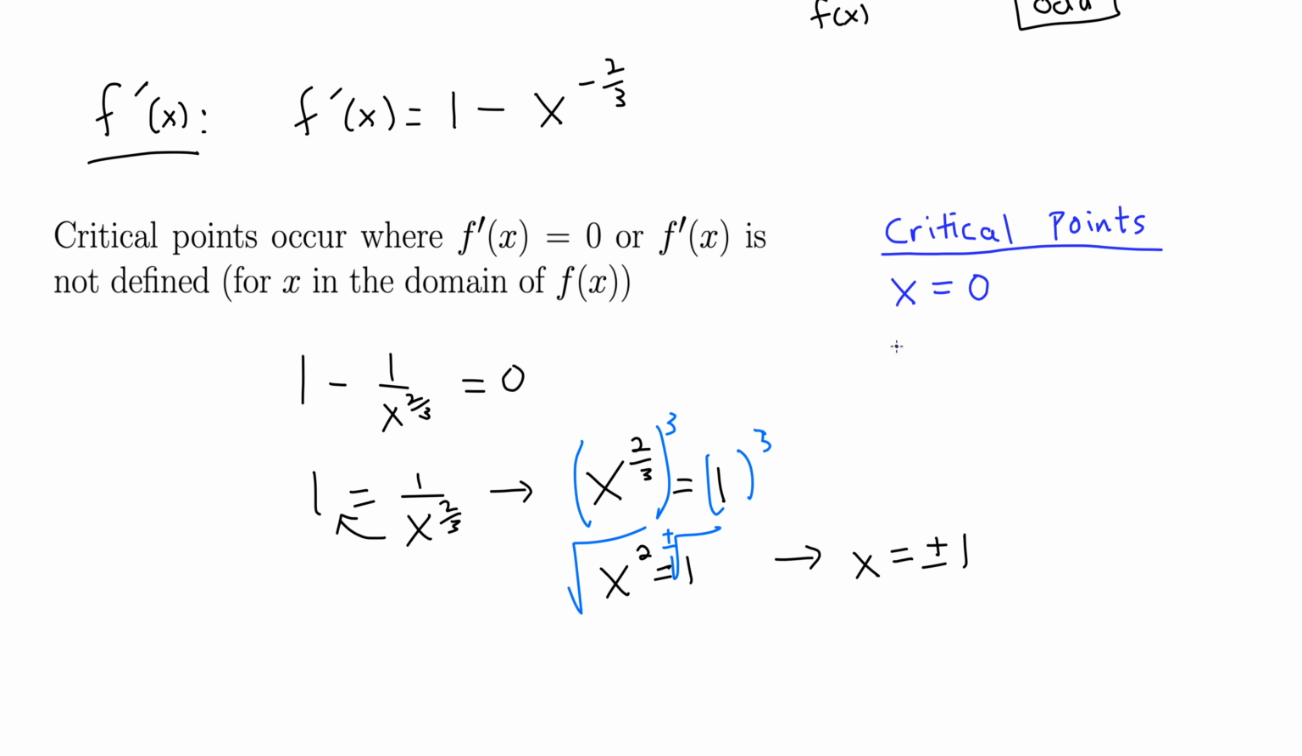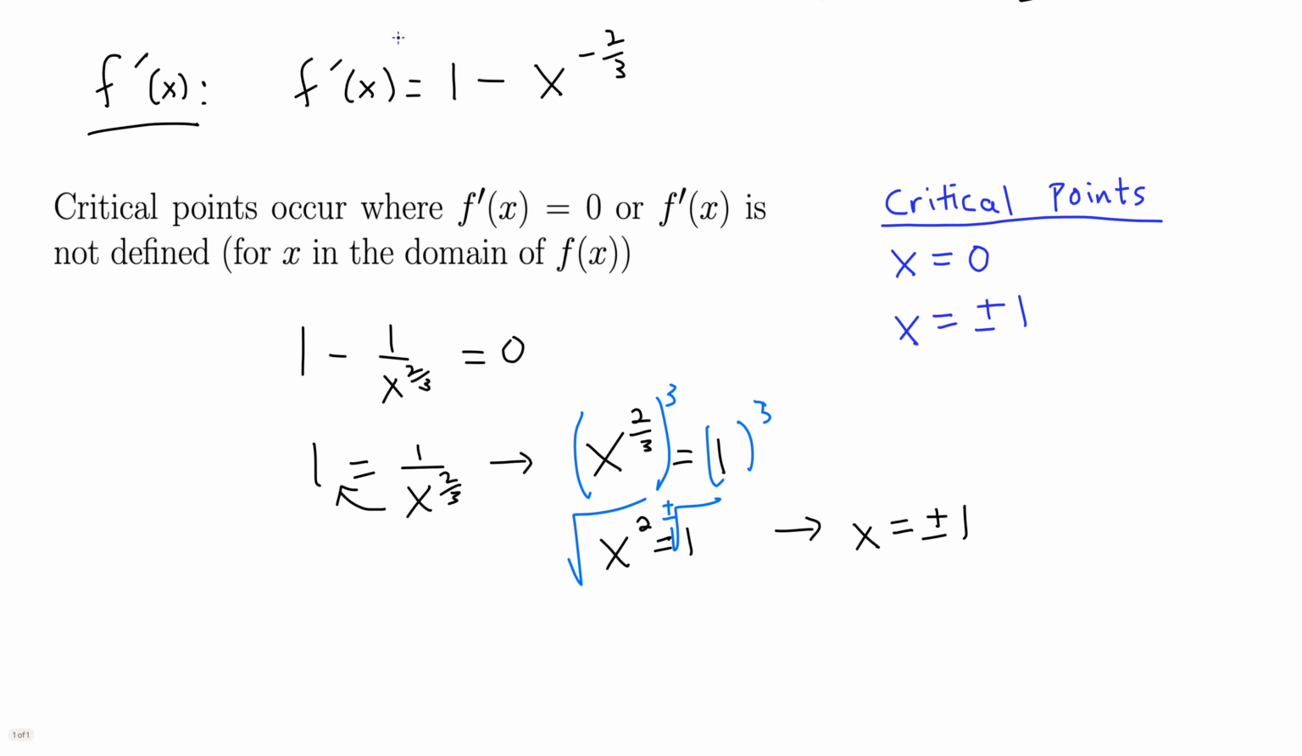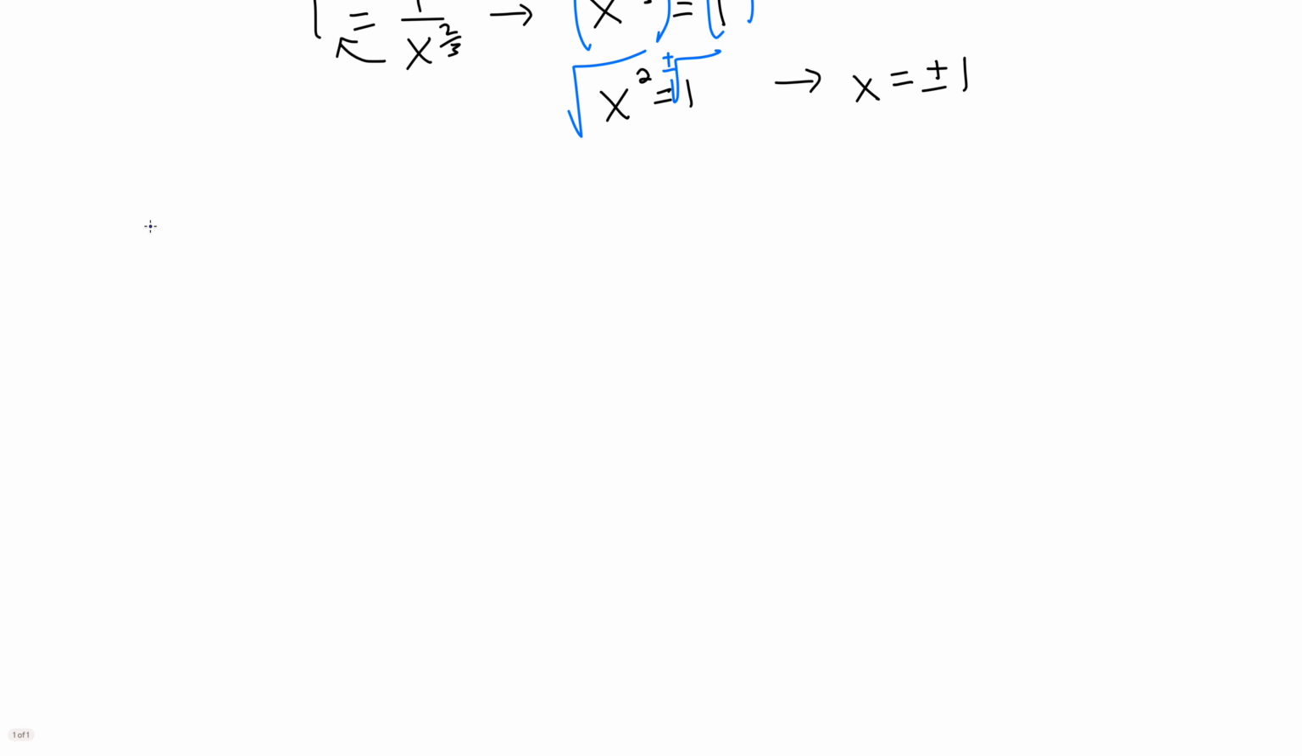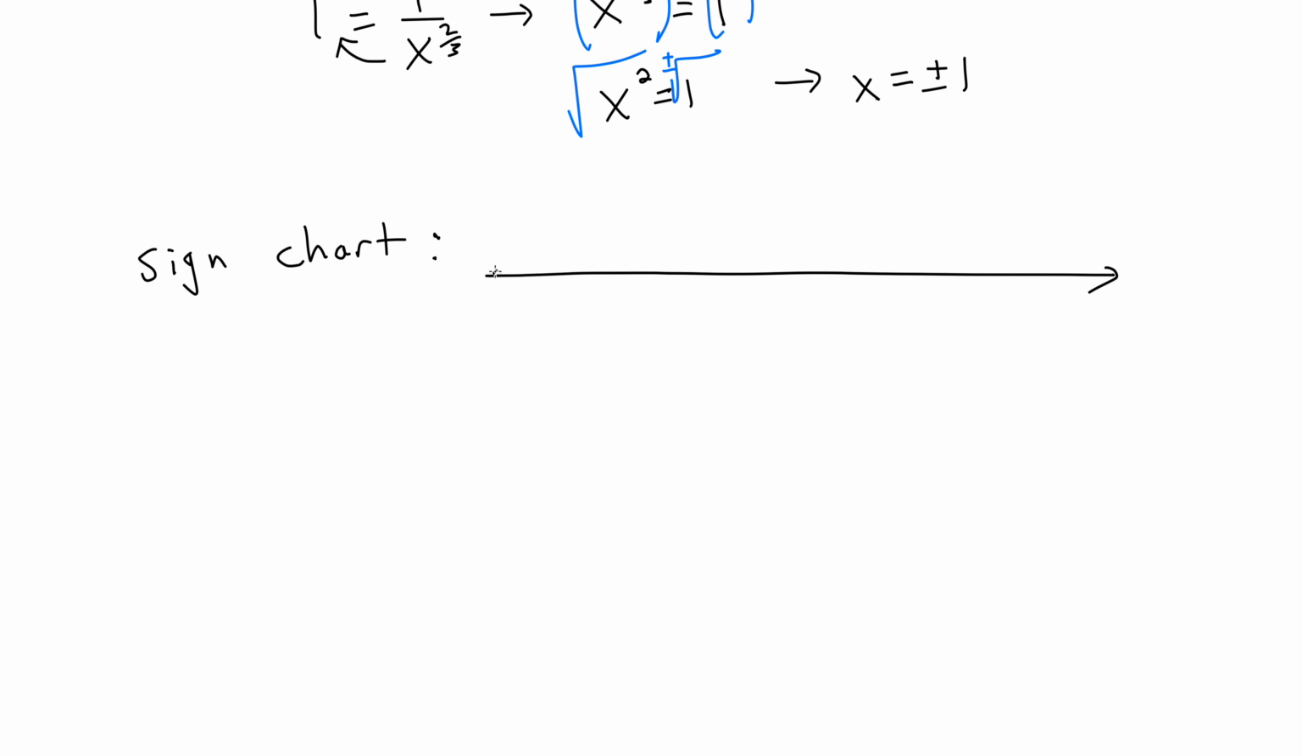All right, so we will add those two up into our critical points, plus or minus 1. So these 3 critical points define 4 different regions, and we're going to test points in each of those regions to see if our function is increasing or decreasing. We call this a sign chart. At least it's commonly called a sign chart, so let's do that. Okay, so we need to test, let's see here, so we had 0 and 1 and minus 1.